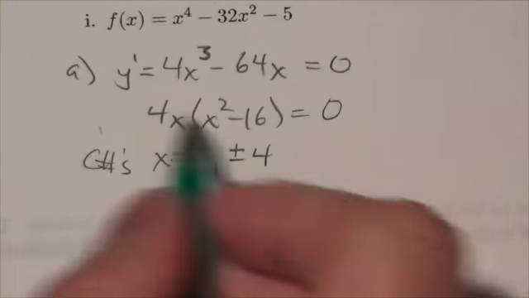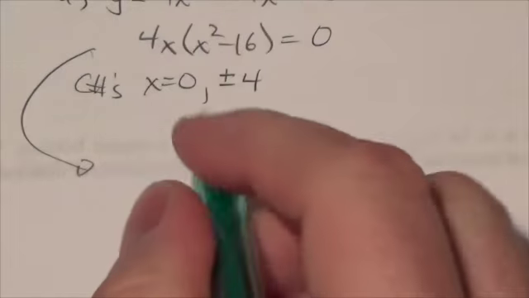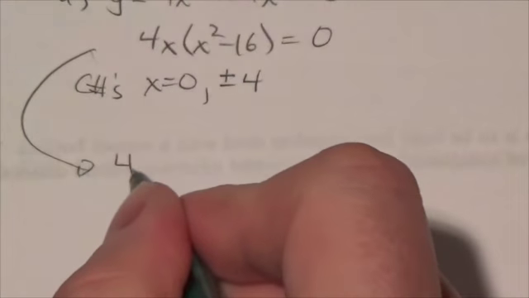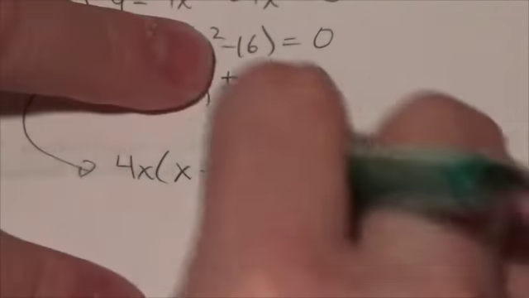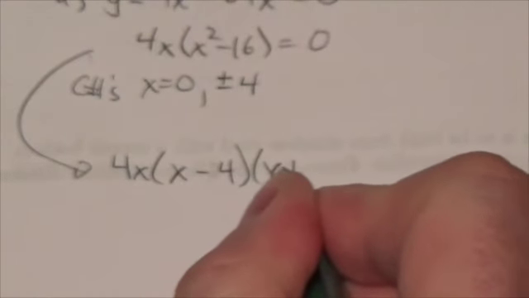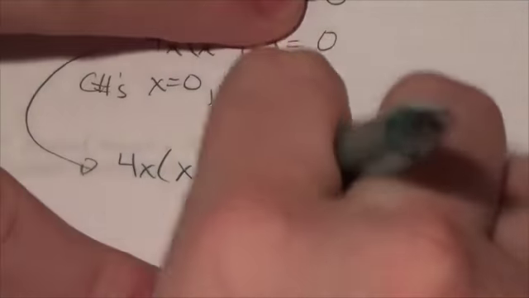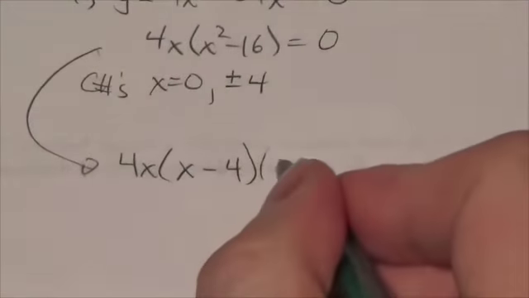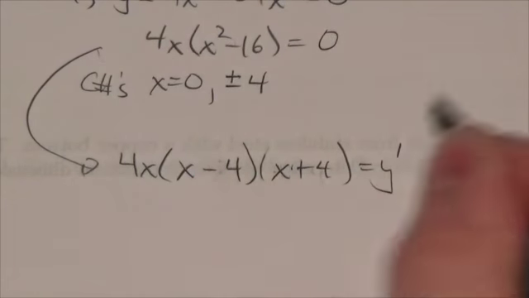So in factored form, we might look at this as the first derivative is going to be 4x, and then I can go even further here. That'll be x minus 4, x plus 4. Sorry, x plus 4, I did it again. I don't know why I'm having a hard time writing that. x plus 4. And this is our first derivative.